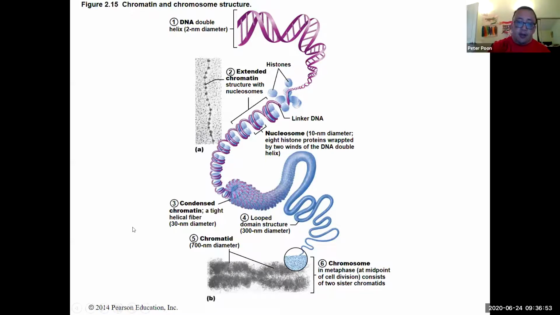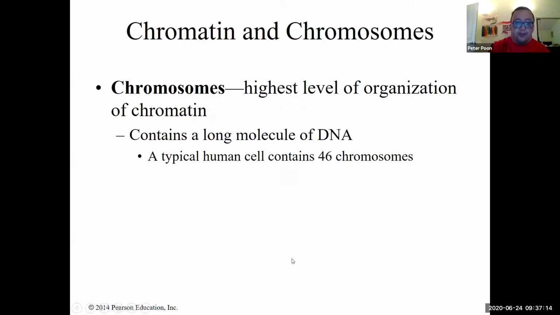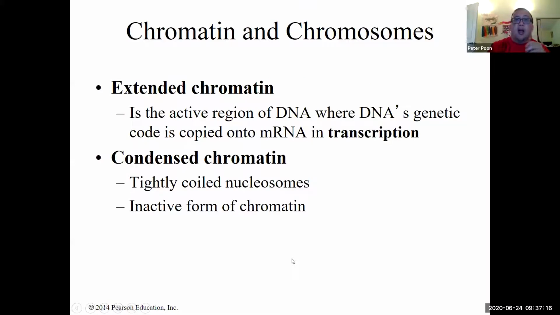And these little strings get strung together in a loop. This is kind of like the way you loop telephone cords between the receiver and the base of the phone, before we all had cell phones. That type of coil is what you see here, and that's chromatin.